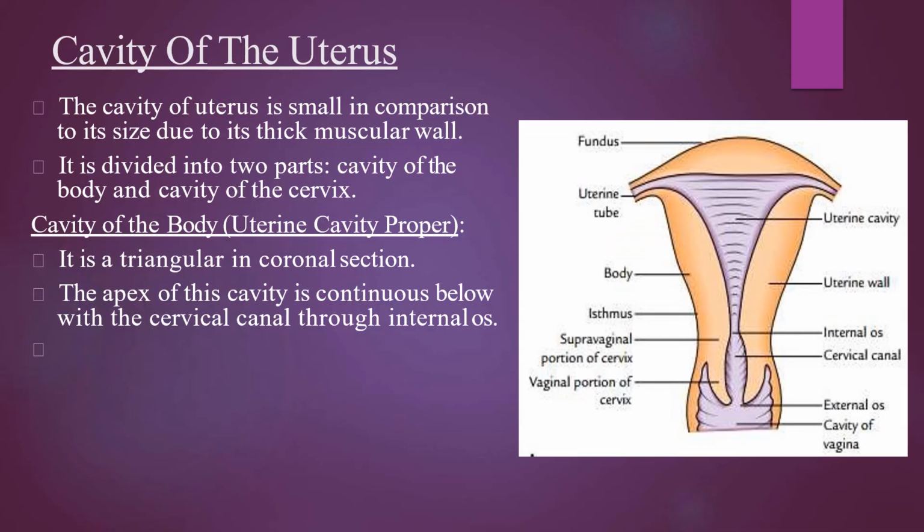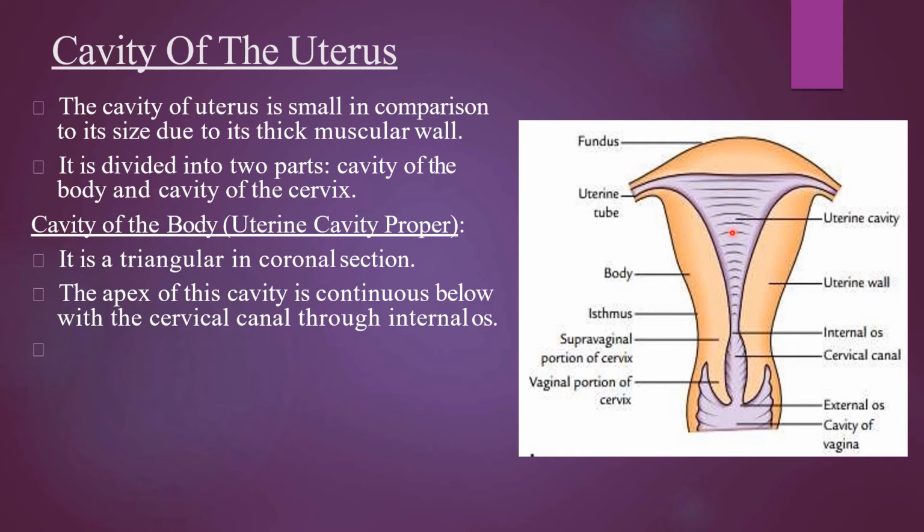About cavity of the uterus. The cavity of the uterus is small because it has thick muscular wall. It is divided into two parts, cavity of body and cavity of cervix. About the cavity of body. It is also called the uterine cavity proper. It is triangular in shape. The apex is continuous with the cervical canal through the internal os.